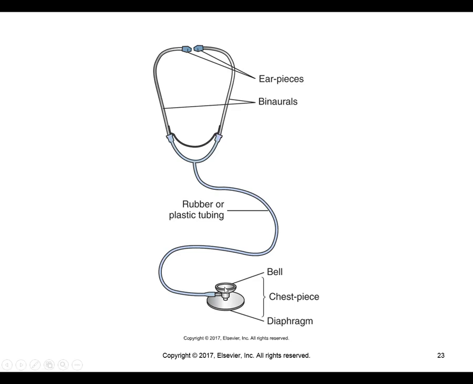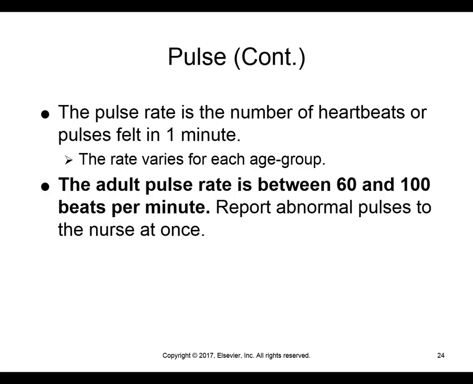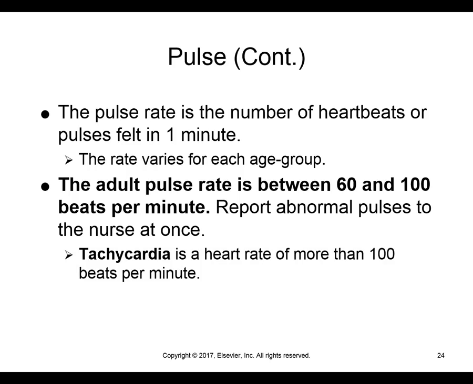All right. The pulse rate is the number of heartbeats that you feel in 1 minute. The rate varies with each age group. An adult pulse rate is between 60 to 100 beats per minute, so you want to write that down. And you want to be sure to report any abnormal pulse rates to the nurse at once.